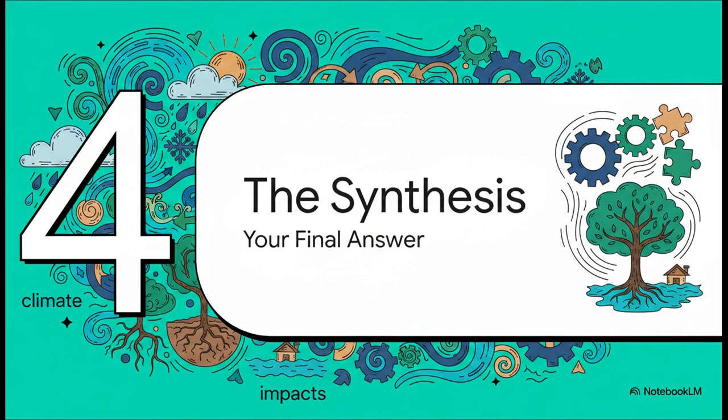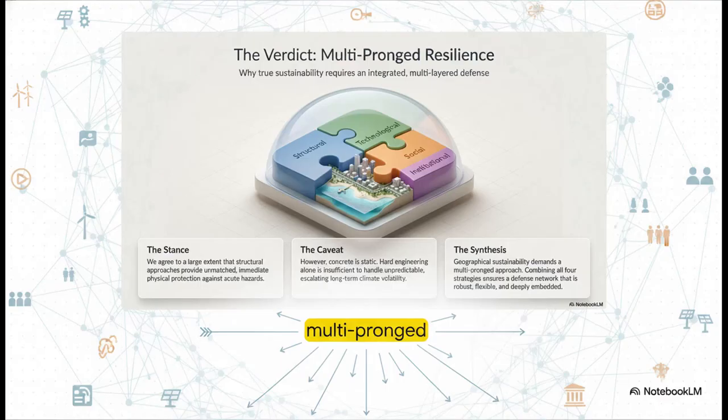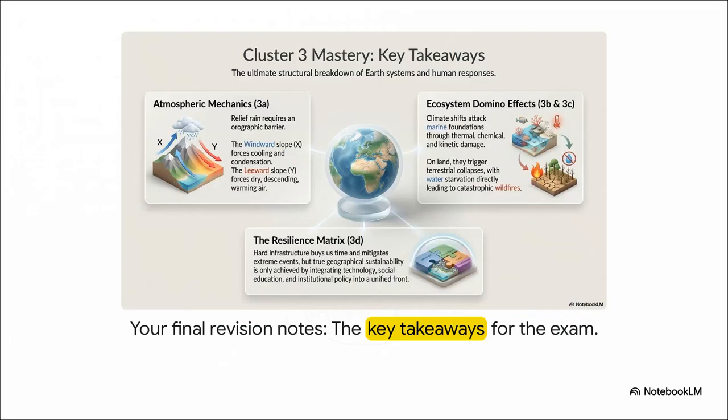So, how do you pull all of this together to write a top-scoring final answer for the exam? Here's the bottom line. No single strategy is a silver bullet. While hard engineering is great for immediate threats, the most effective and sustainable approach is always multi-pronged. The best answers will argue that you need to combine all 4 pillars, structural, technological, social, and institutional, to create a defense network that's strong, flexible, and truly resilient.